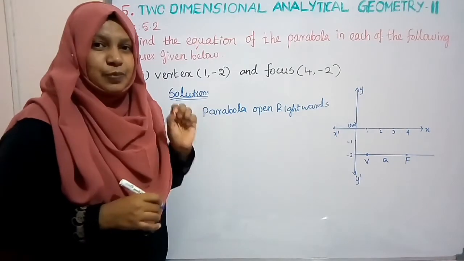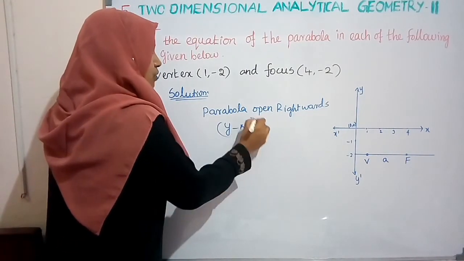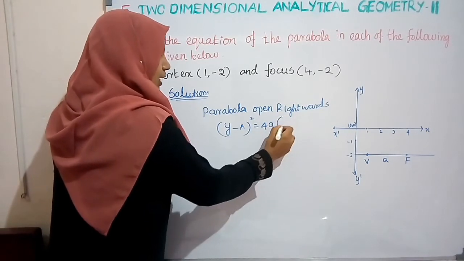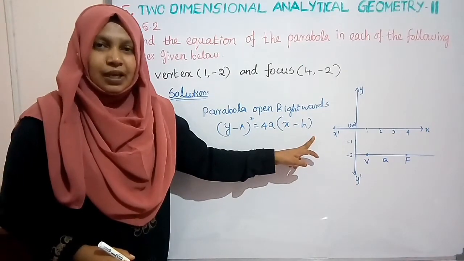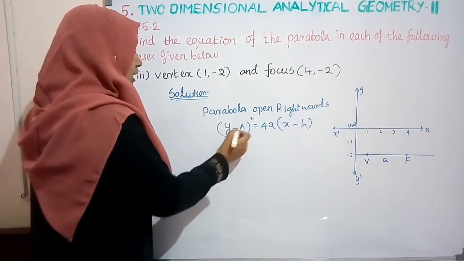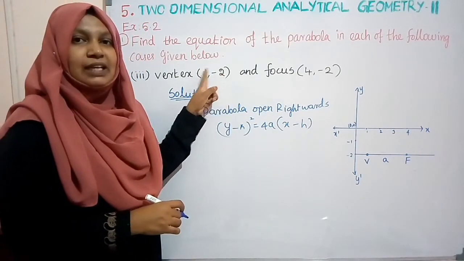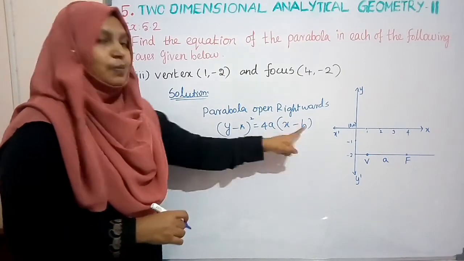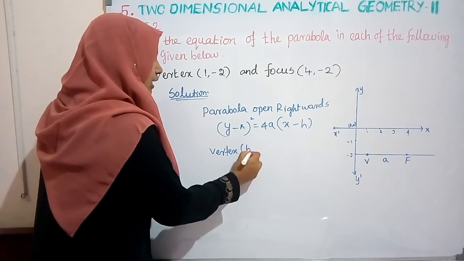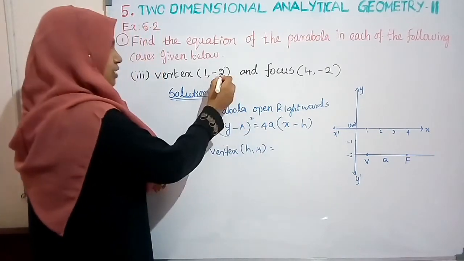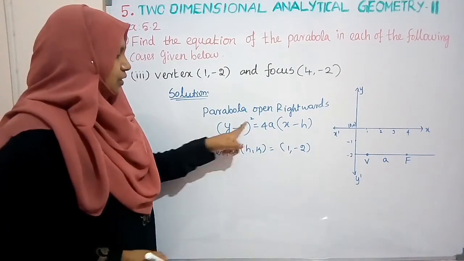Right side means plus 4ax should come. So I am writing the equation as y minus k the whole square is equal to 4a into x minus h. 4ax means it is x minus h. Now see, in this equation we can substitute the vertex 1 comma minus 2 as h comma k. See, the vertex is always h comma k. It is given in the question, vertex h comma k is 1 comma minus 2. So replace this value in this equation.